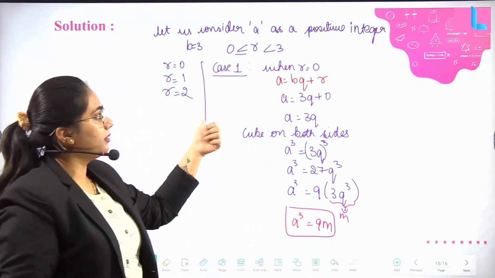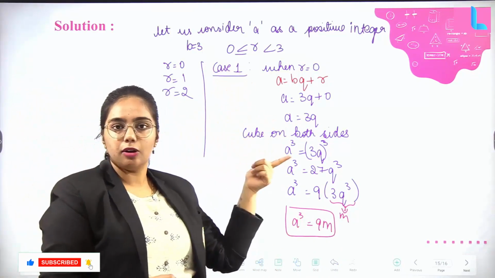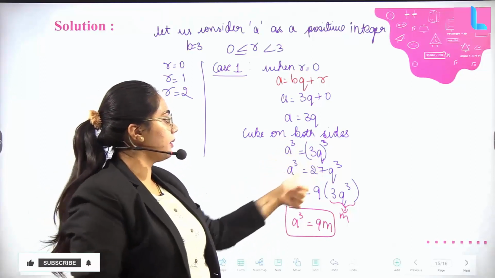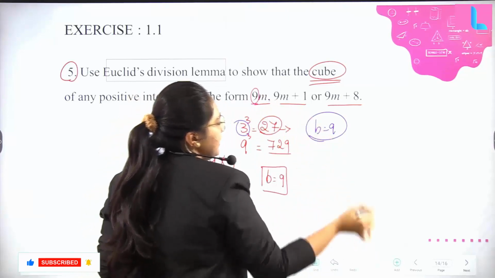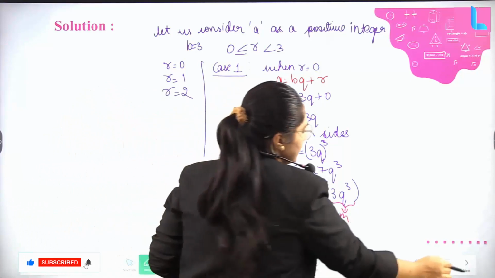You understood case 1? It is just the same thing. In the previous question we squared it on both sides. Here we are cubing on both the sides, and then a cube is equal to, since in the question the required part is 9, we are taking 9 as a common factor. Next we will solve case 2.